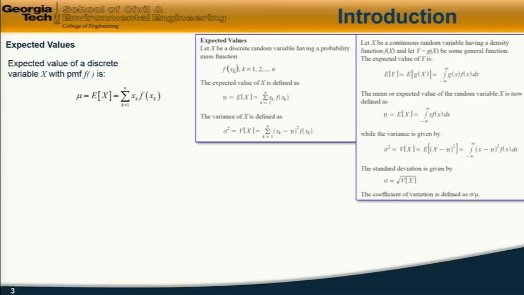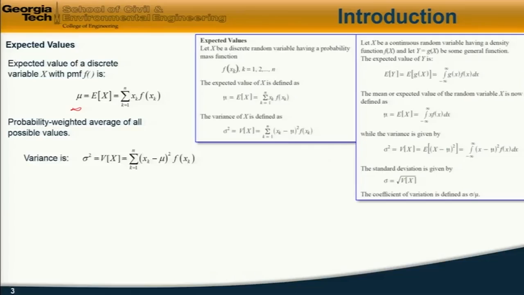Mu here we use for the expected value, not to be confused with mu that we previously used for the mean of a population. Basically, the expected value is the probability weighted average of all possible values. In other words, it's an average of all the values which are weighted by the individual probabilities of those individual values occurring. The variance is defined as here.